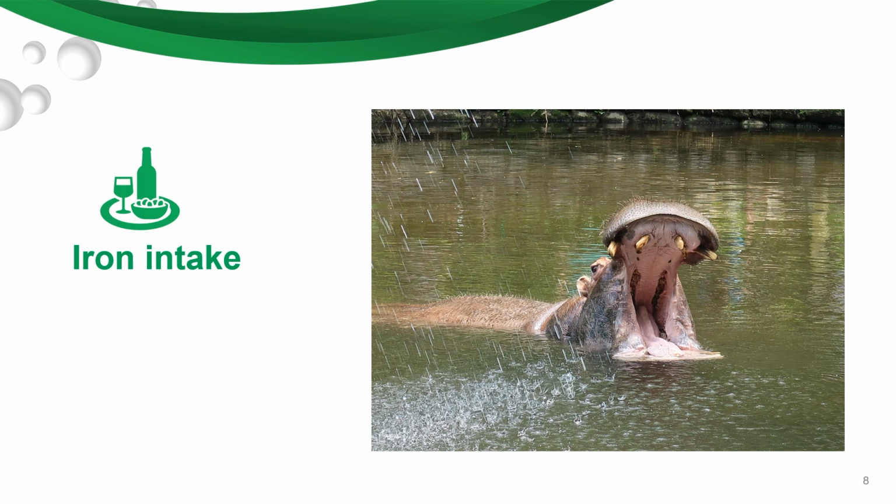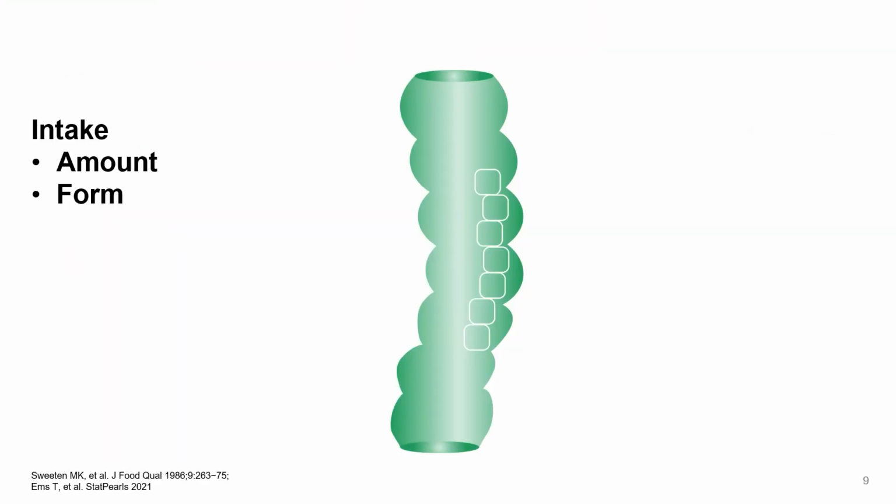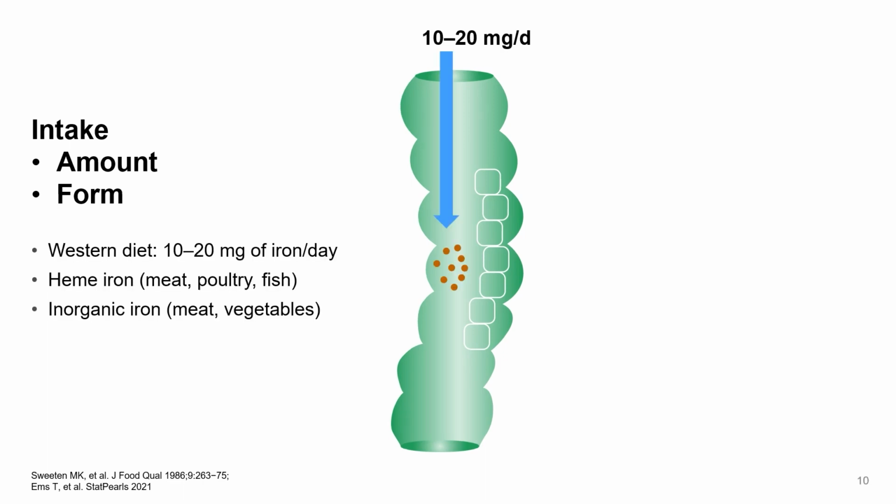Let's start with iron intake. The intake of iron is important not only with regards the amount of iron you take in, but also the form in which you take in iron. In a normal Western diet, we take in about 10 to 20 milligrams of iron per day in the forms of either heme iron, as found in meat, poultry, and fish, or as inorganic iron, as found in meat and vegetables.